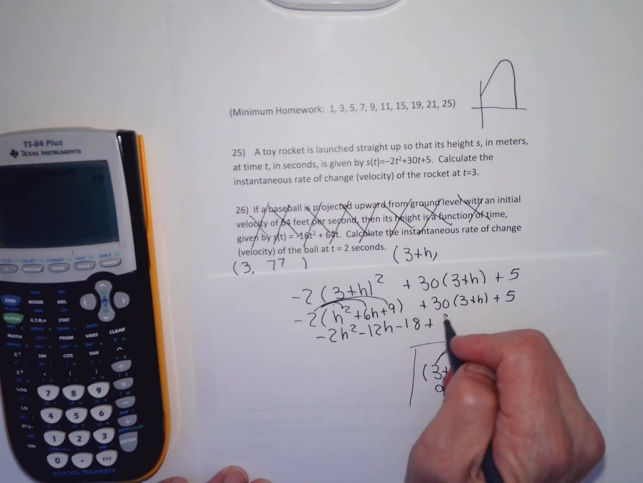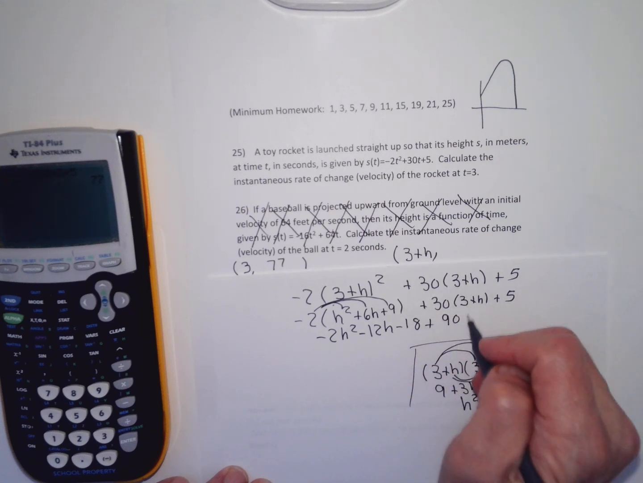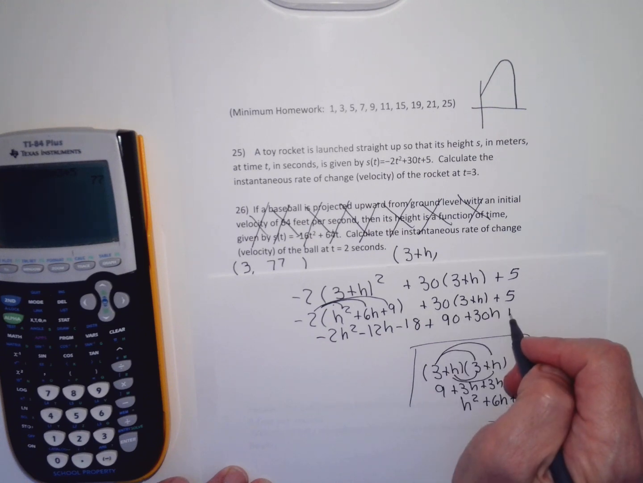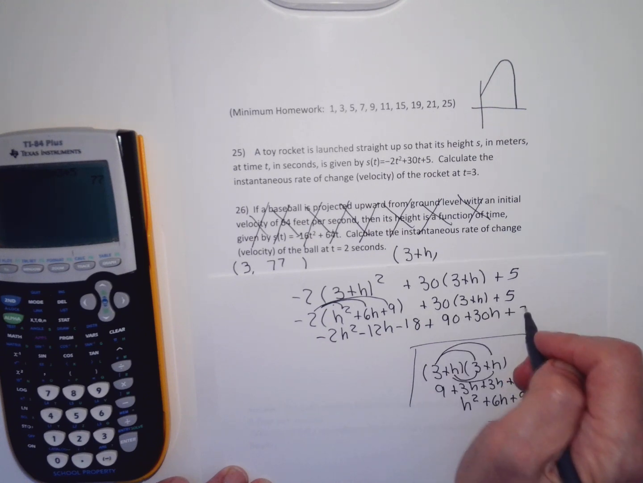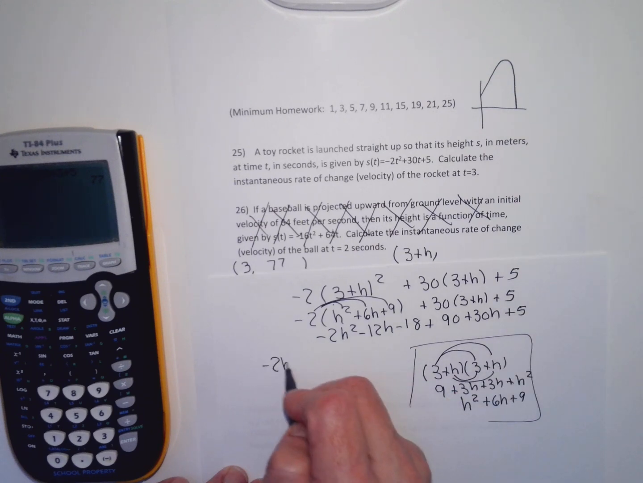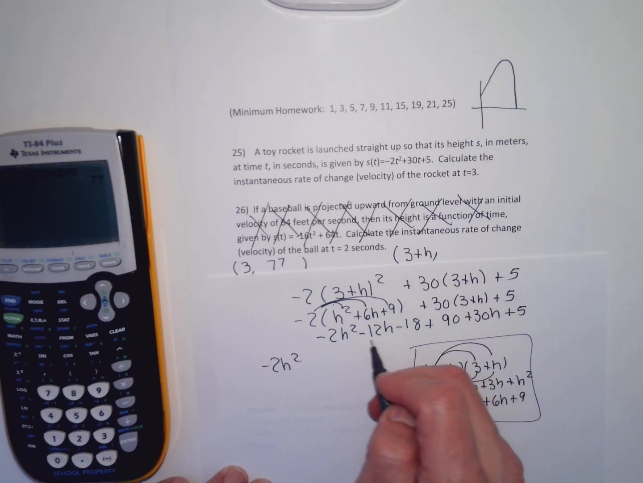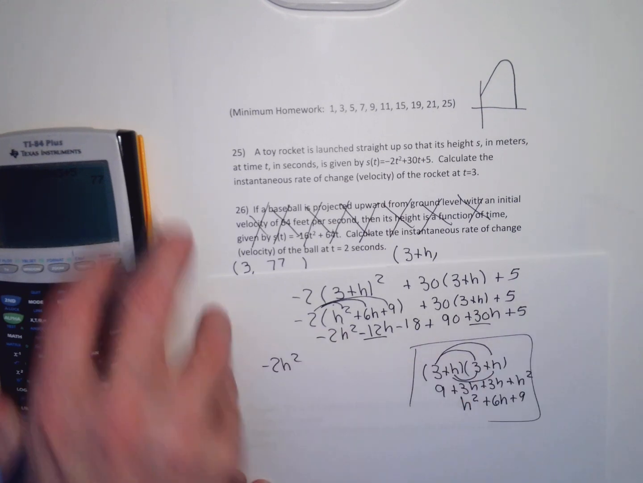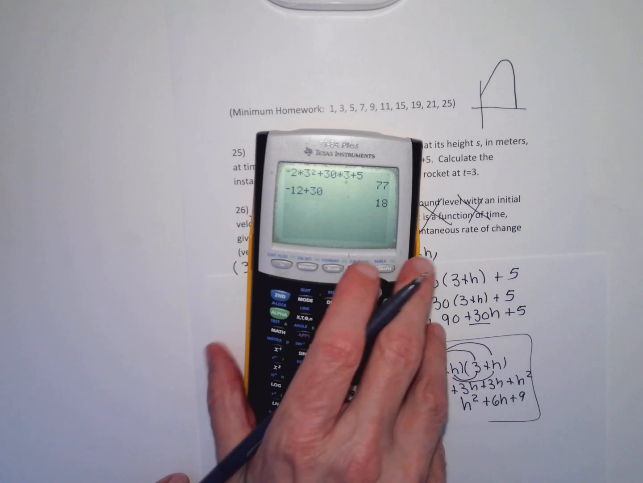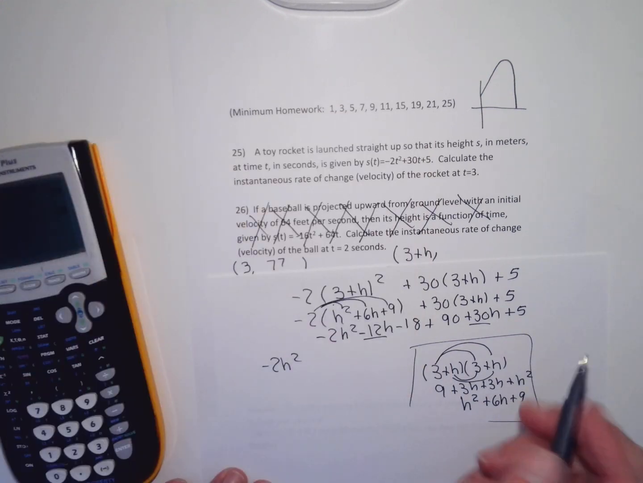30 times 3 is 90. 30 times h is plus 30h. 30 times... no, the plus 5 doesn't get multiplied by 30. It's just a stray. I'm going to write the negative 2h squared first, and then negative 12h plus 30h. I just do negative 12 plus 30 and get positive 18h.